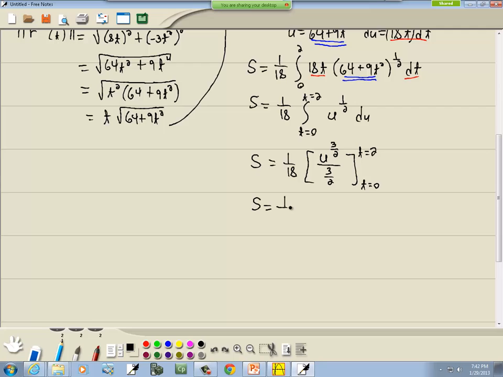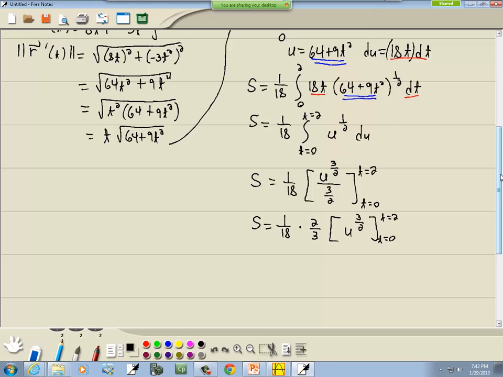So we're going to have s is equal to 1/18 times 2 over 3. See how I flipped it? And this is u to the 3/2, and then t is equal to 0 and t is equal to 2. Now I want to plug my u back in. Well, up here we said u is equal to 64 plus 9t squared. And this simplifies, since the 18 and 2 are both divisible by 2. So this gives us 1 over 27. And u we said was 64 plus 9t squared raised to the 3/2 power from 0 to 2.